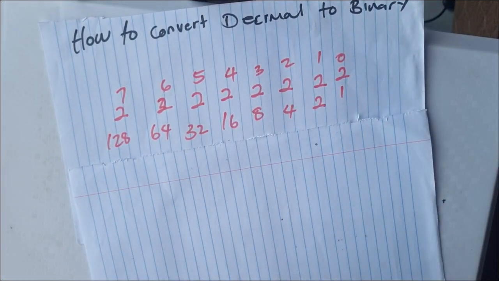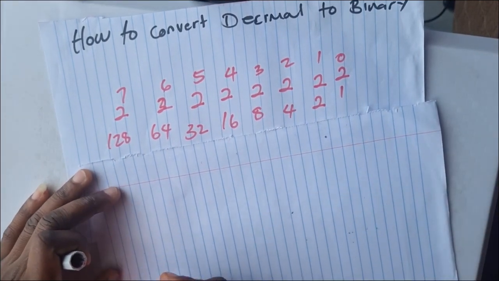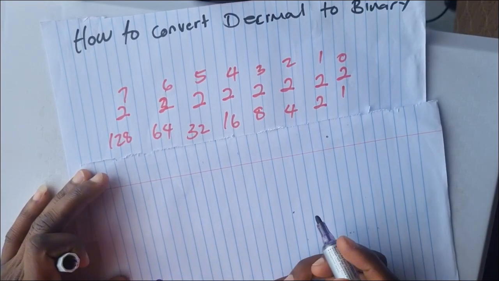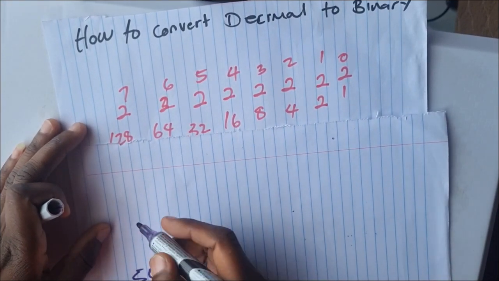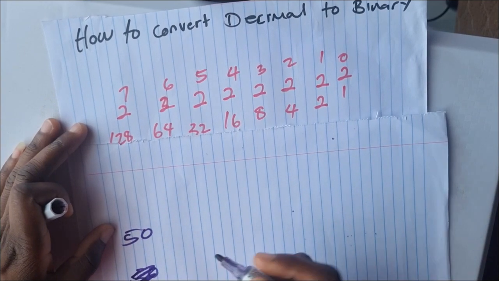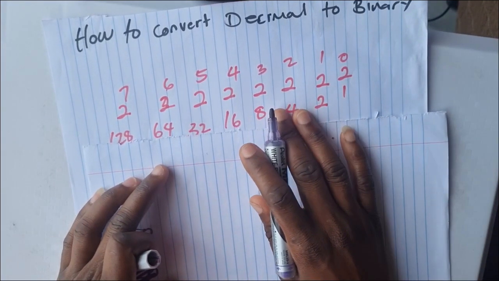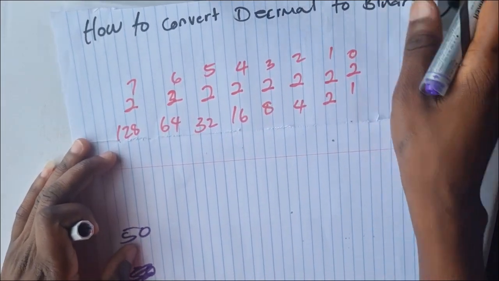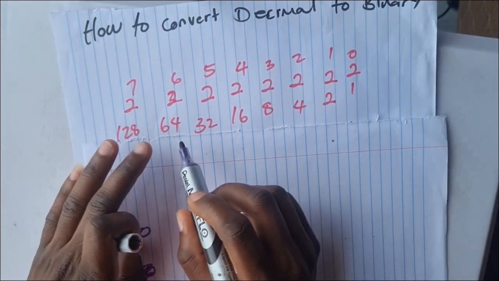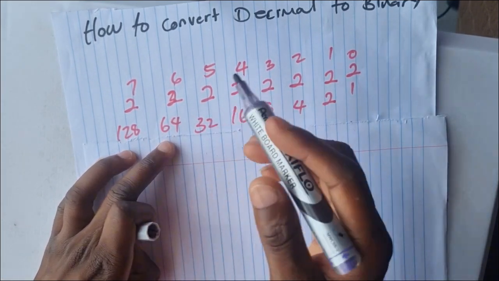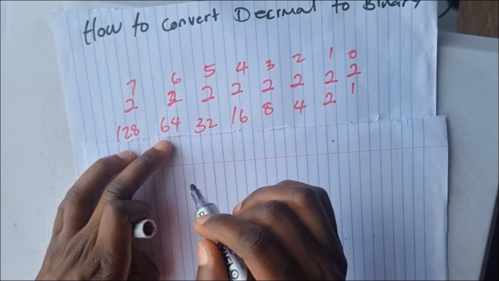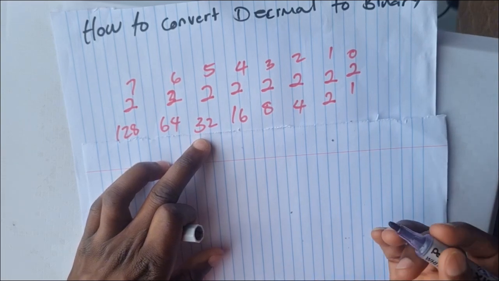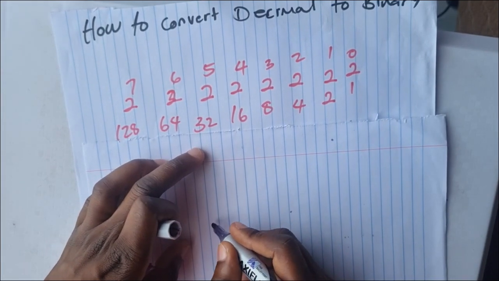Now let's try this example. Let's convert 50 to binary. We are going to look for numbers that add up to 50. From here, we go to the highest number. We have 64, which is higher than 50. But 32 is below 50, so we can use 32.